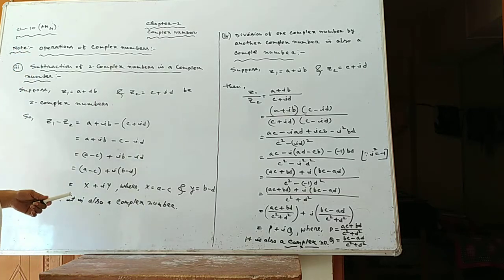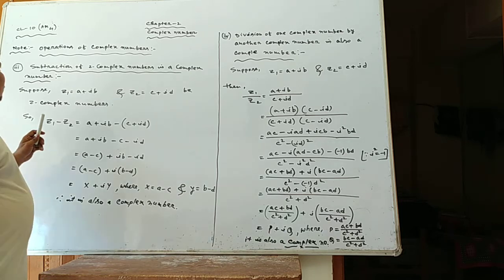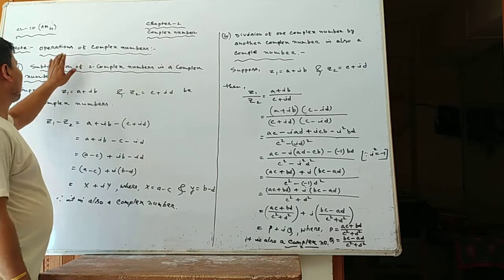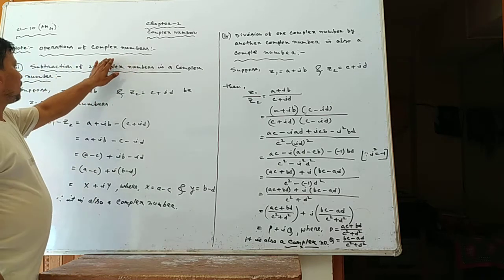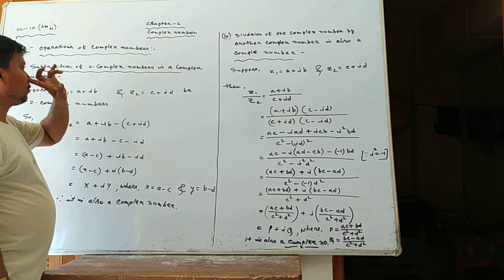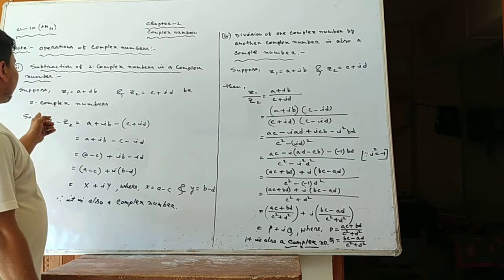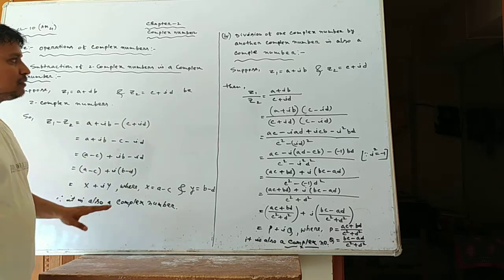In the last video, Advanced Mathematics 3, we had already discussed two operations of complex numbers. There are 4 operations in total. We already discussed 2 operations in the last video, and the remaining 2 operations we are discussing in this video.